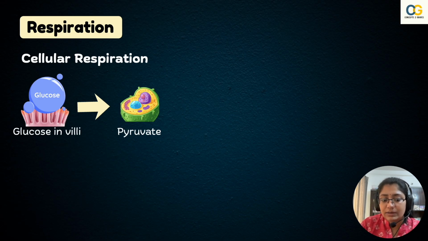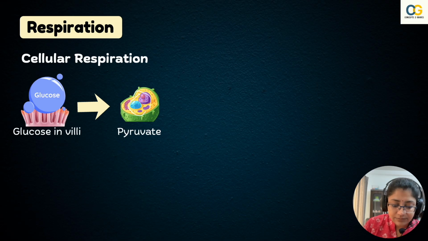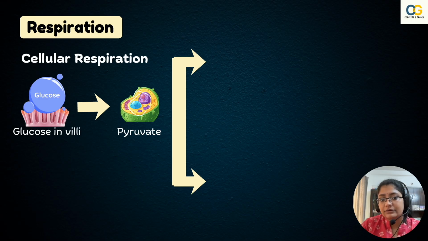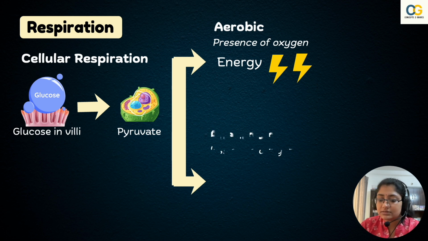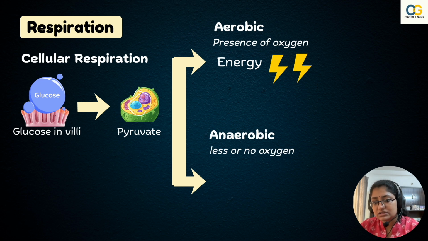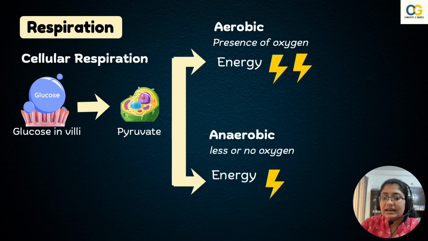In the cell's cytoplasm, which is outside the nucleus here, it converts the glucose into pyruvate. And this pyruvate, to gain energy, depends on how much oxygen is present in the cell. If there is a good presence of oxygen, then it is called aerobic respiration, where it gives a good amount of energy. Suppose there is less or no oxygen, then it's called anaerobic respiration, and it gives out energy. Ultimately it will get its energy, but it will be very less compared to the energy that comes from aerobic respiration, which is in the presence of oxygen.